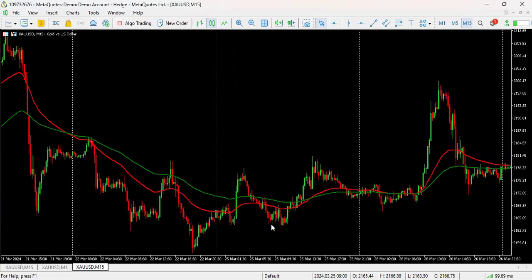Then we had a moving average cross at the end of day 18 going into 19.